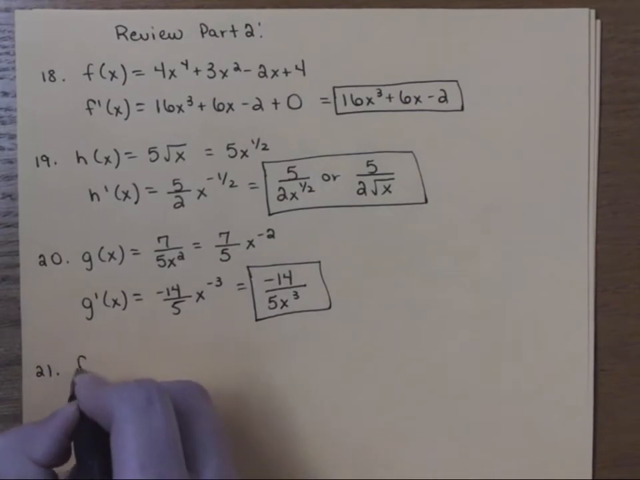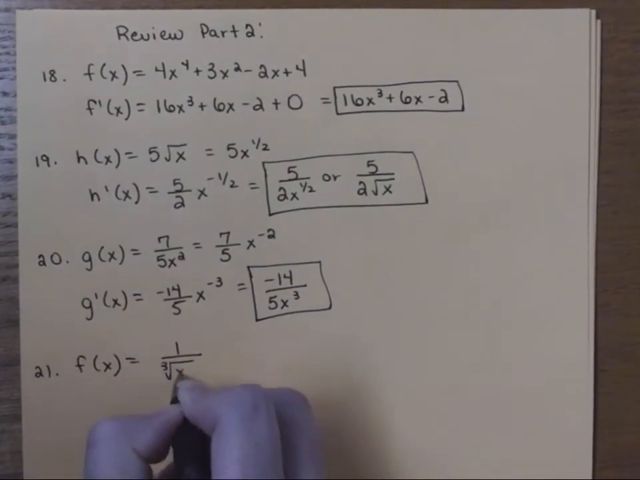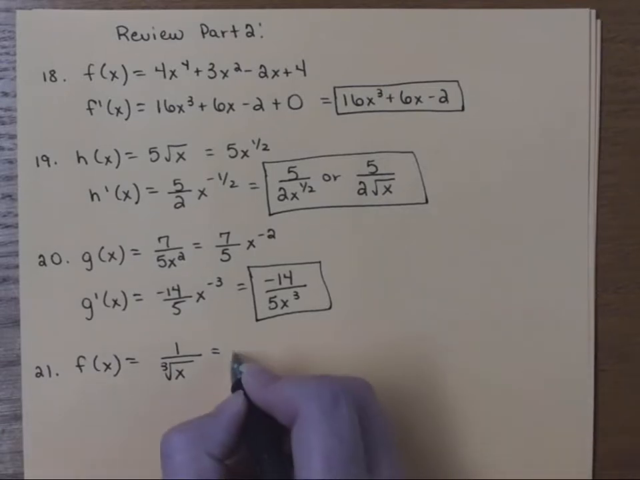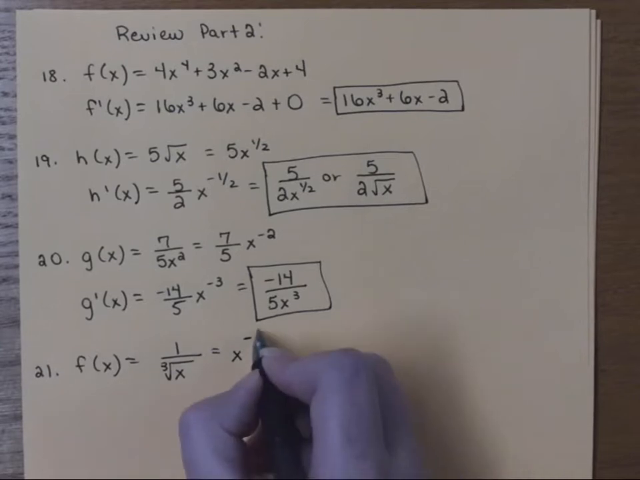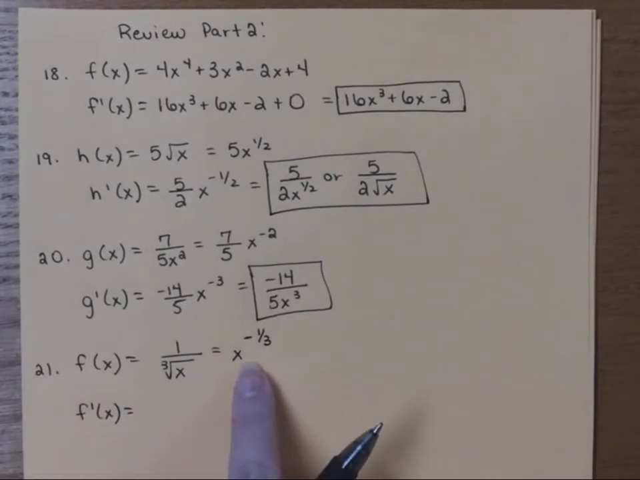Okay, 21. 1 over the cube root of x. So let's talk about how I would rewrite that. On the one hand, we have a cube root, so that means it's a fractional power, right? But on the other hand, it's on the bottom, which means it's negative. So it's negative because it's a fraction, and then because it's a cube root, it's to the negative 1/3 power. Okay. Notice, now I'm ready to find the derivative, right? I don't write the derivative yet, because here I haven't done the move the power to the front thing yet.